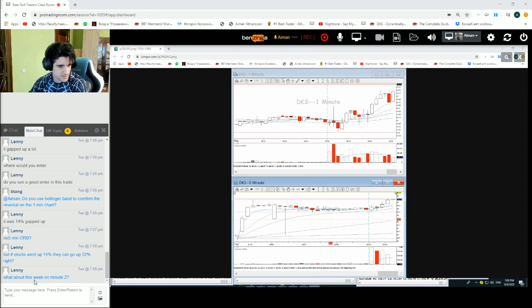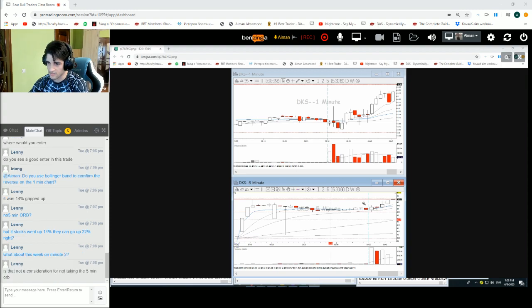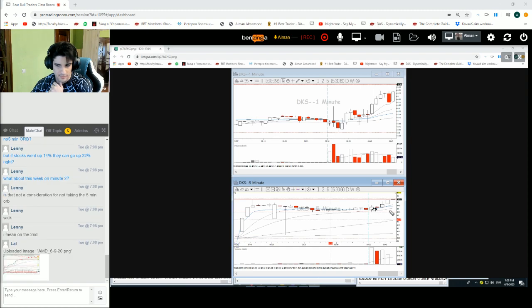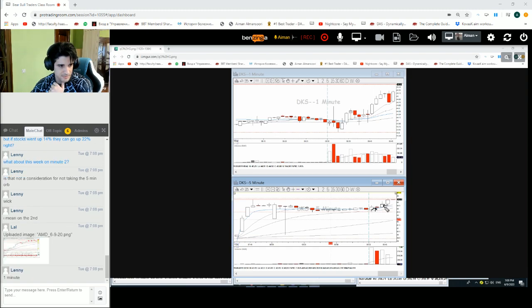What about this week on the 2-minute chart? There is no 2-minute chart here. On the 5-minute chart, this one right here, and then taking it to the long side here, right? This selling wick right there.